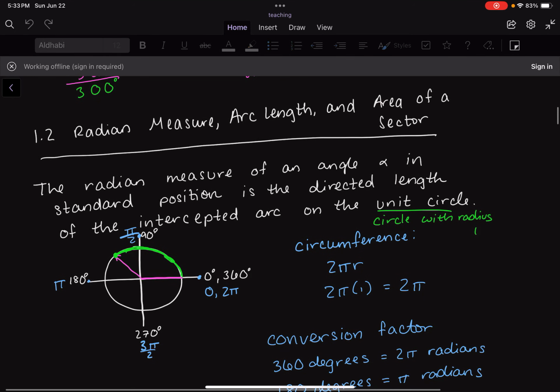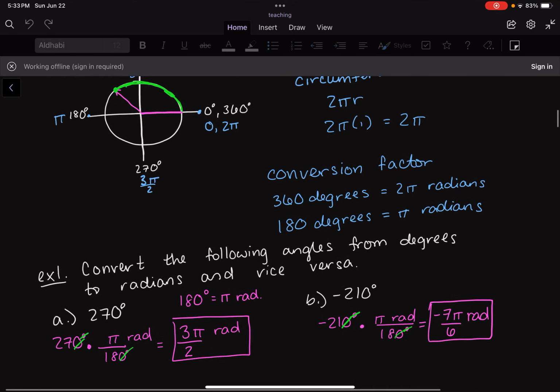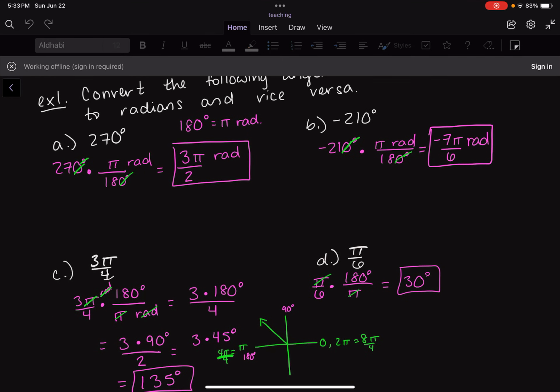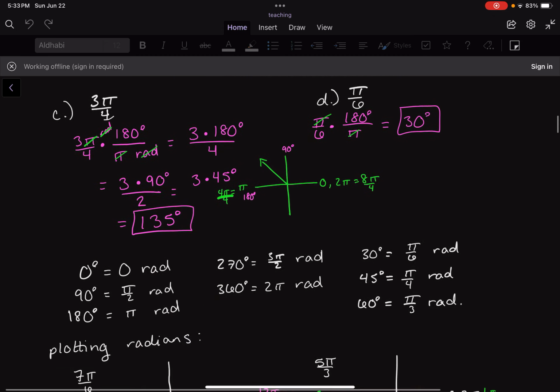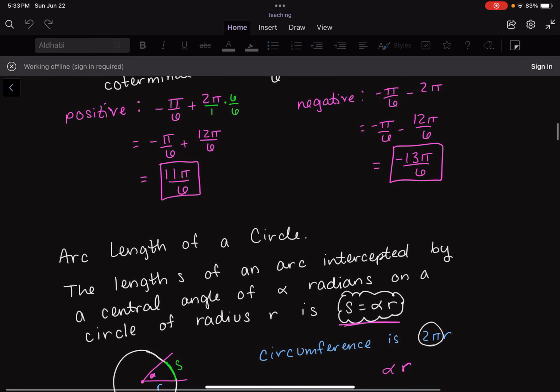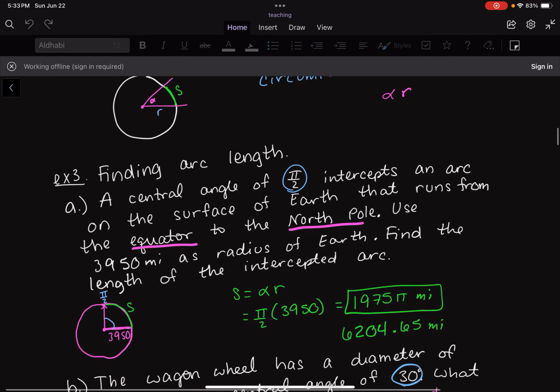1.2 is when we do radians, arc length, and area of a sector. I have the conversions here for radians, and we did some practice of changing angles from radians to degrees and vice versa. I think that's good. Again, arc length, I will give you that formula, which is the angle times the radius.